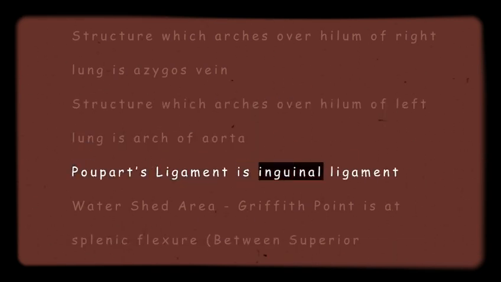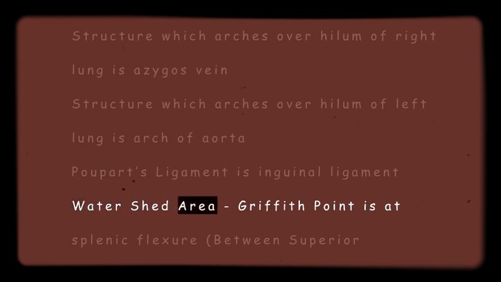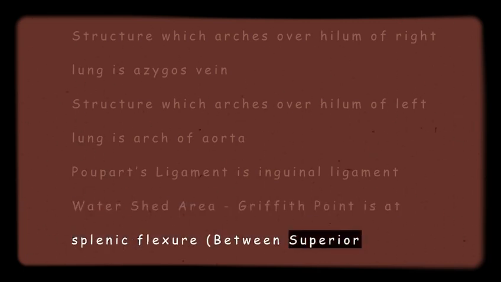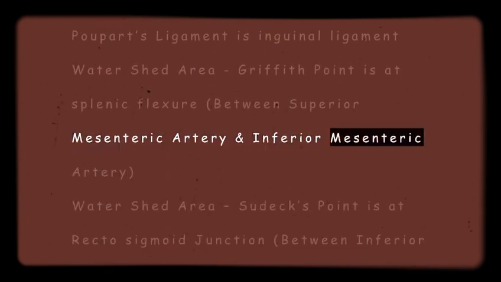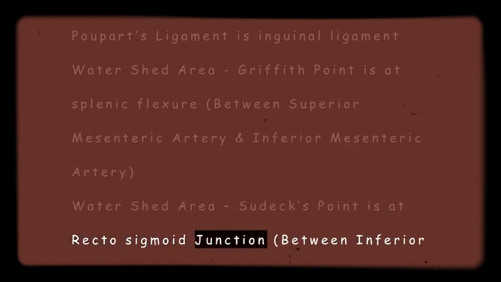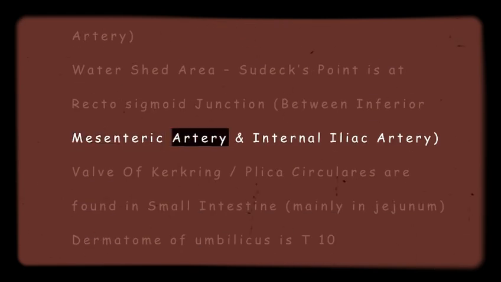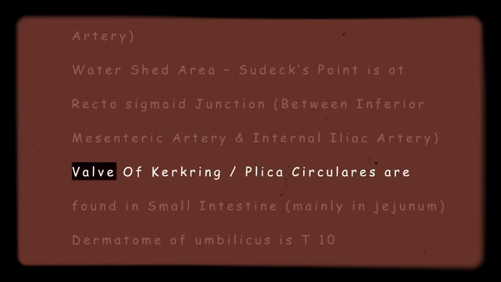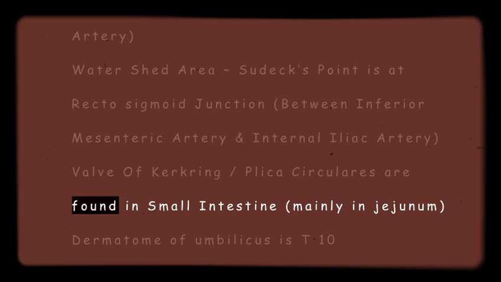Poupart's ligament is the inguinal ligament. Watershed area, Griffith point, is at the splenic flexure, between superior mesenteric artery and inferior mesenteric artery. Watershed area, Sudeck point, is at the recto-sigmoid junction, between inferior mesenteric artery and internal iliac artery. Valves of Kerckring/plicae circulares are found in the small intestine, mainly in the jejunum.